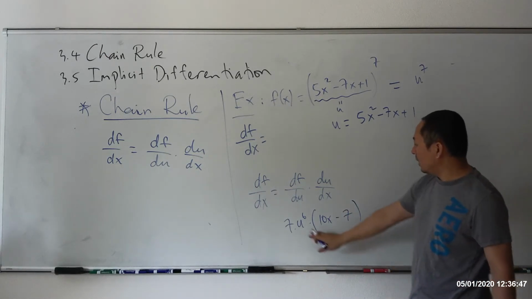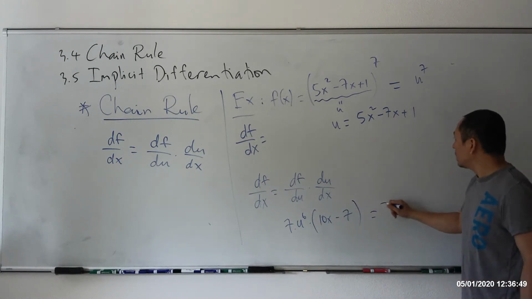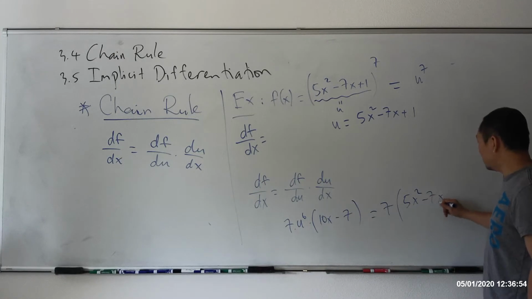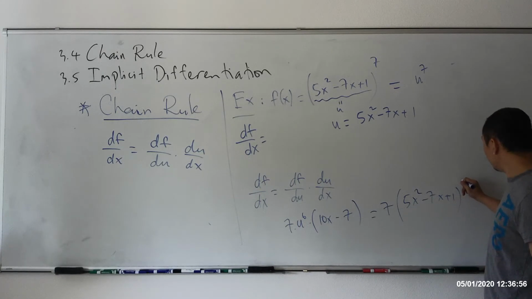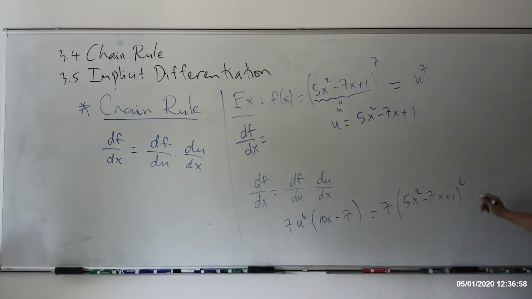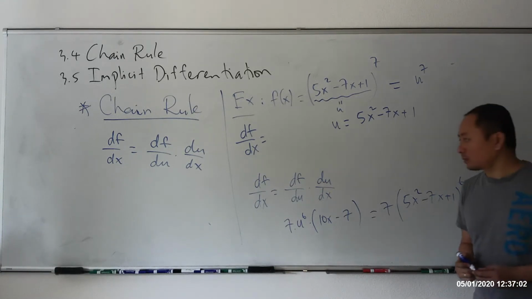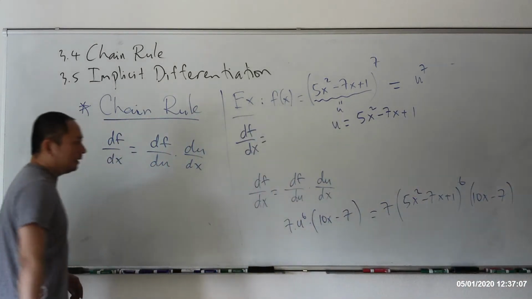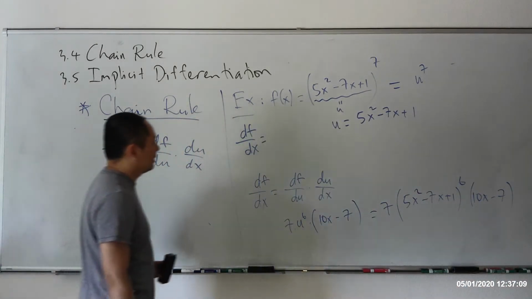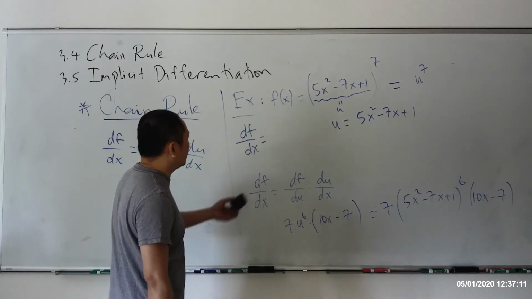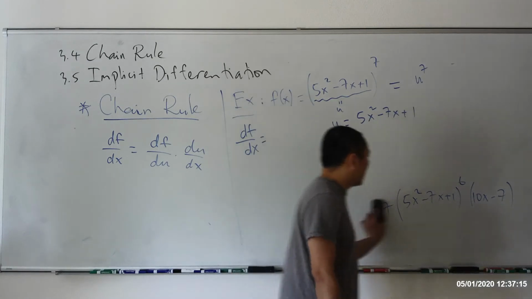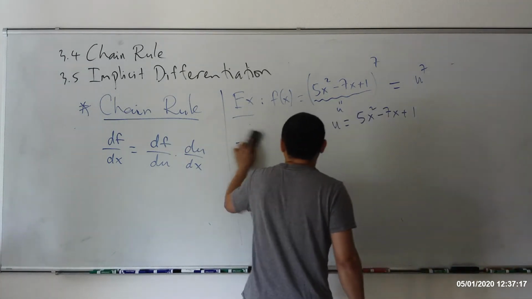Okay? And then we write u in terms of x. You have 7 times 5x squared minus 7x plus 1 raised to the 6th power, because this is my u to the 6th. And then times 10x minus 7. And you have the answer. Okay, that's the chain rule. Let's try one more example on the chain rule for just one chain before we move on to a more complicated chain rule problem.